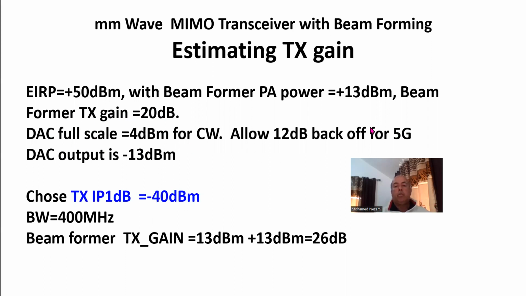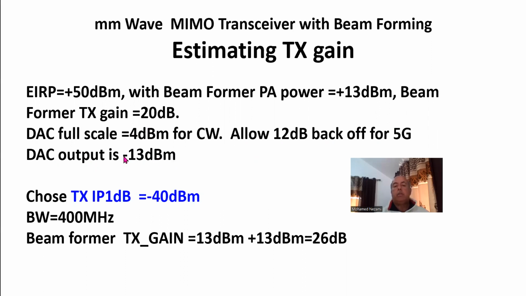So assuming also, going back to our previous design session in the presentation for the sub-6G at 3.6, we're going to assume that the DAC full scale is about 4 dBm, okay, CW. So allow 12 dB for the peak to average ratio of the 5G signal. That means the DAC level, we're going to drive out of it with minus 13 dBm.